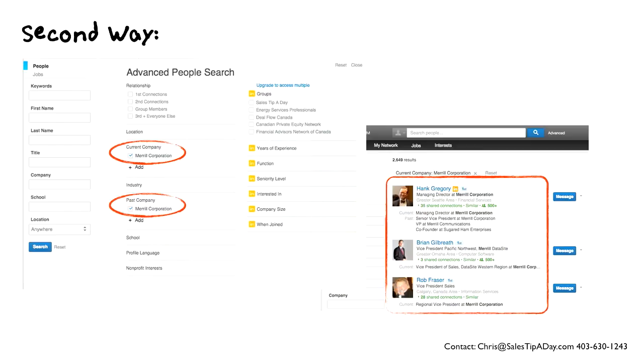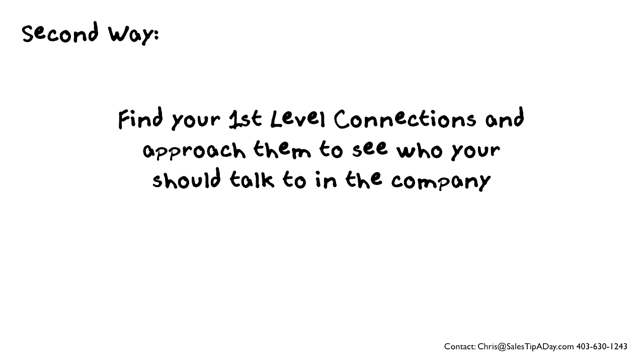So for example, if I'm looking for someone who's a controller in this company, I could reach out to Hank, Brian, or Rob and say, guys, do you mind telling me who does this for your company? Here's what I do. Here's the benefit it brings. Here's a little blurb you can send them and get them to try to facilitate that introduction or referral for you.